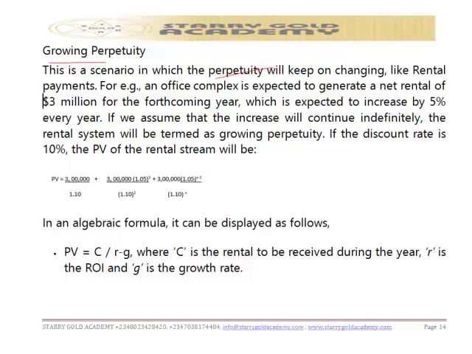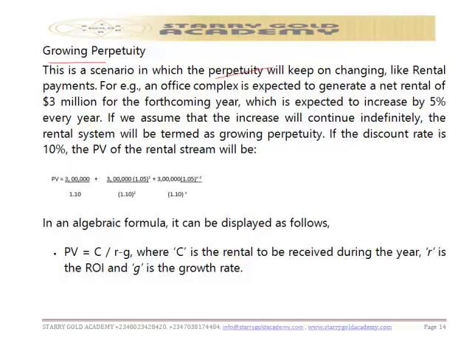For example, an office complex is expected to generate a net rental of 3 million for the coming fourth year, which is expected to increase by 5% every year. So if you assume that the increase will continue indefinitely, the rental stream will be a growing perpetuity. If the discount rate is 10%, what will the present value of the rental be?